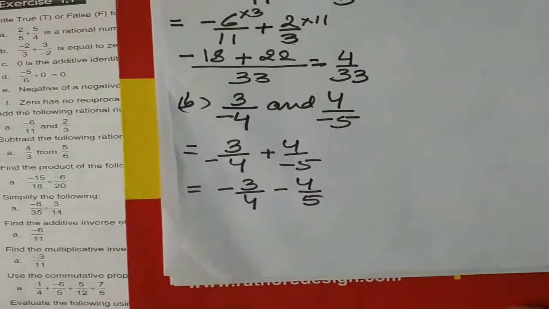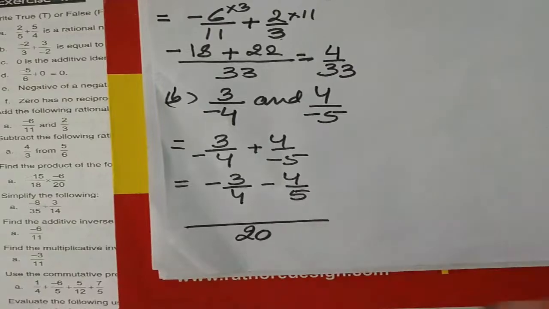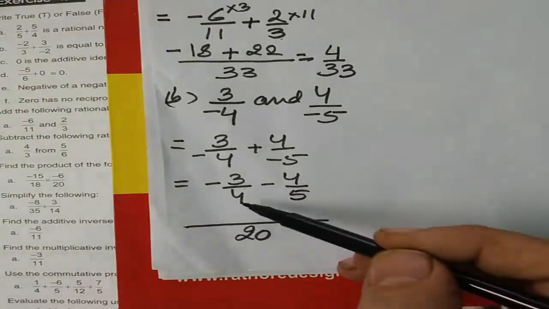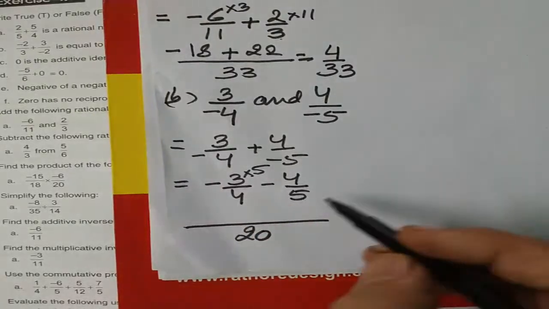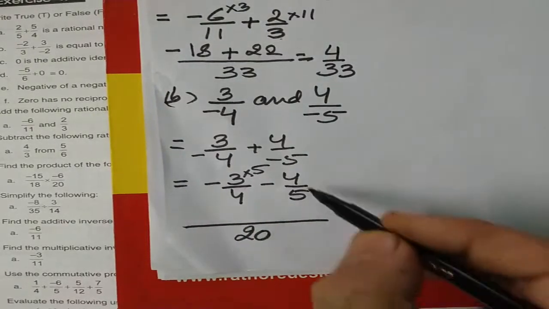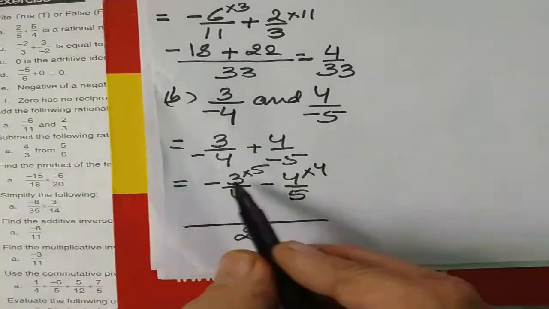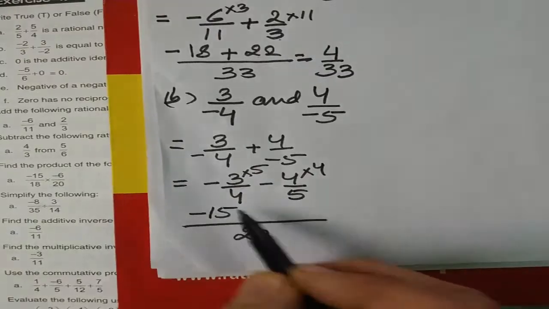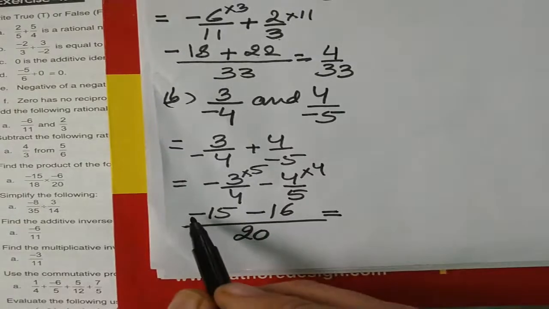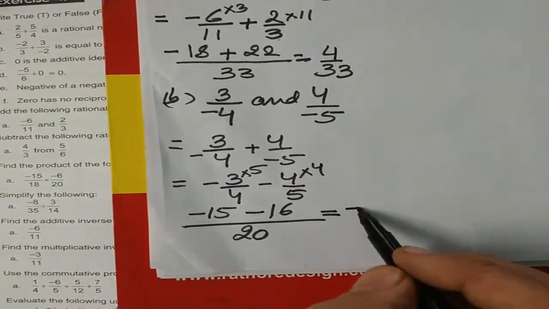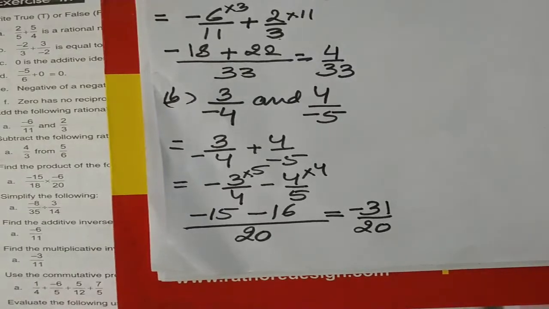And now the LCM. What is the LCM of 4 and 5? 20. Now 4 will divide 20, 4 into 4 5s are 20. So the numerator will be multiplied with 5. 5 will divide 20 4 times, so it will be into 4. Then 3 into 5 will become minus 15. 4 into 4 will become minus 16. Now minus 15 and minus 16 will become addition, total. So minus 31 upon 20 is the answer.